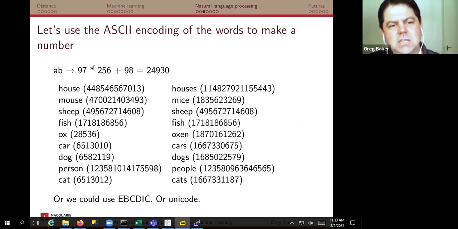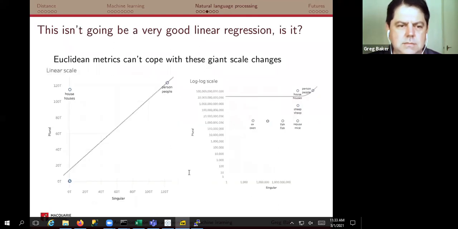So 97 times 256, because it's in the place value, plus 98, which is the ASCII value for b, you get 24930. If I do that for house and mouse and sheep and fish and ox and car and dog and person and cat, I end up with these plural values. And at this point, we can tell that this is not going to work very well.